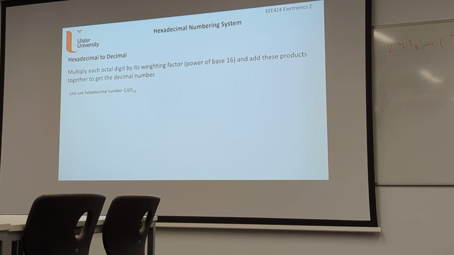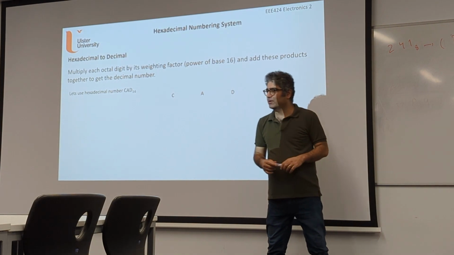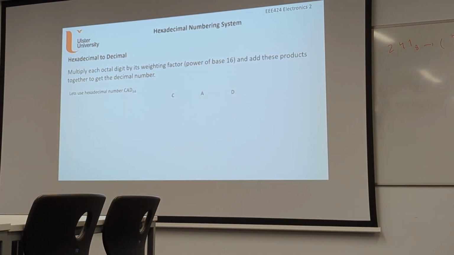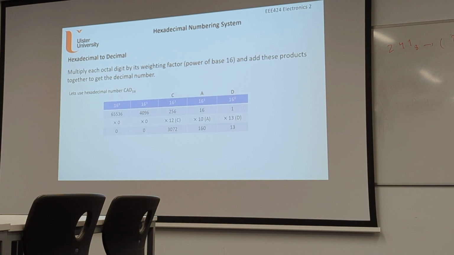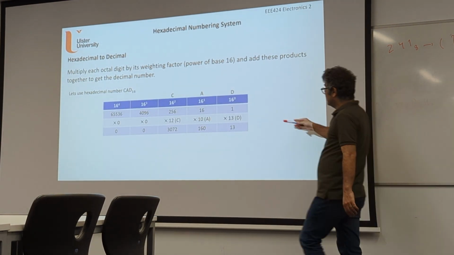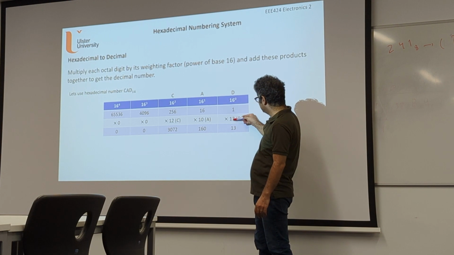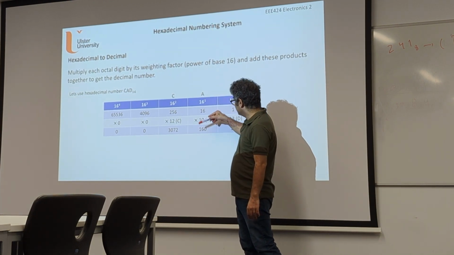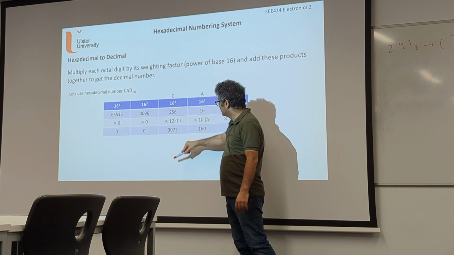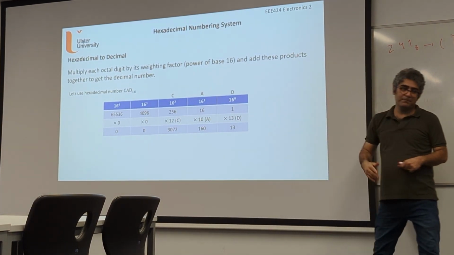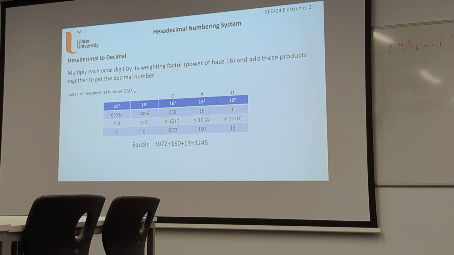Another example, CAD. D would be 13, A would be 10, C would be 12, okay? And then we have the same rule. For D, we have 1. For A or 10, we have 16. For C, we have 16 power 2. So then you see, 13 times 1, 13. 10 times 16, 160. 12 times 256, 3072. We add them, and we find the answer, 3245. Is it okay? Clear for all of you?